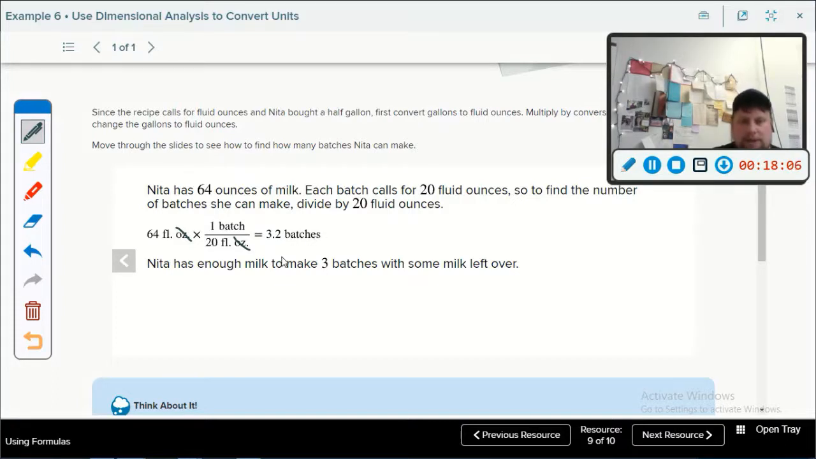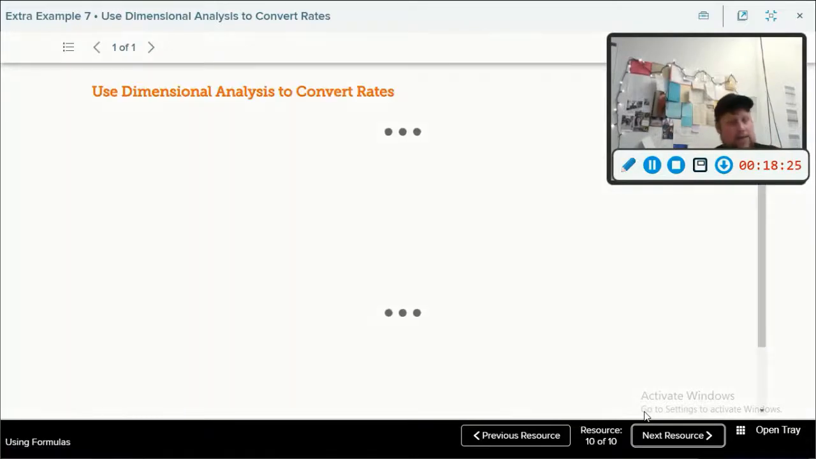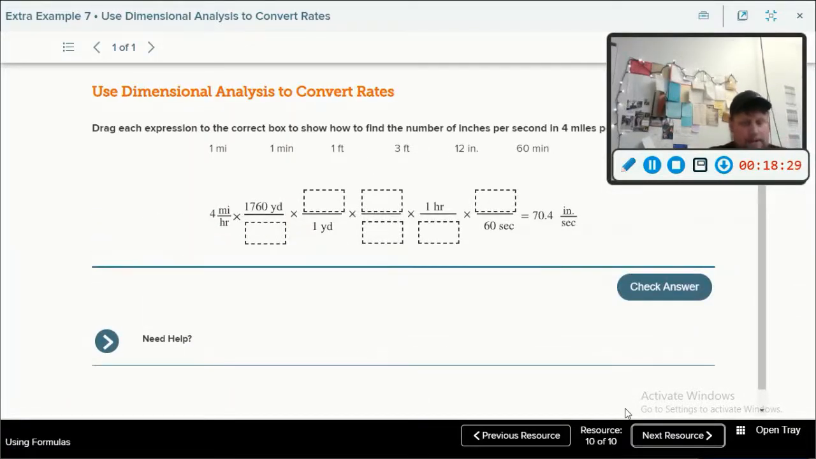3.2 batches. Anita has enough to make, and since we can't make part of a batch, she really only has enough to make 3 batches with a little milk left over. That was a good problem. And it shows us really well how to use dimensional analysis. So we're going to be working on this. This is something you do in science a lot, so this really helps you in your science classes. In science, you got to always do dimensional analysis to go between.